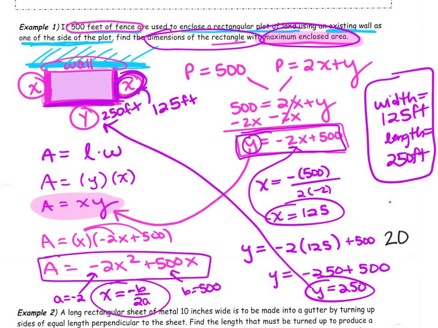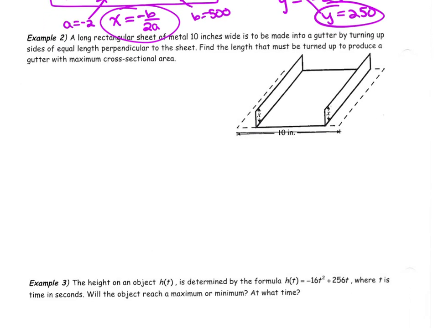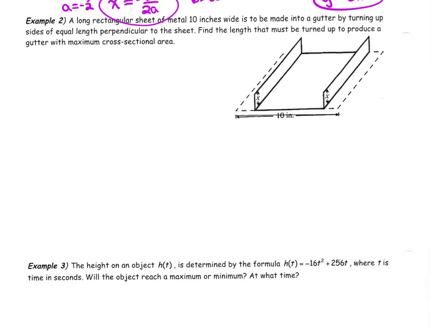All right, let's move on to the next page. Let's take a look at page 21. We're going to look at example 2. We have a rectangular sheet of metal. It's 10 inches wide. It's going to be made into a gutter. We're going to turn up the sides of equal length perpendicular to the sheet.